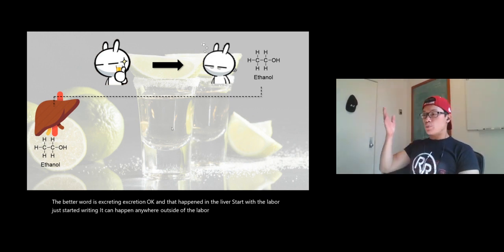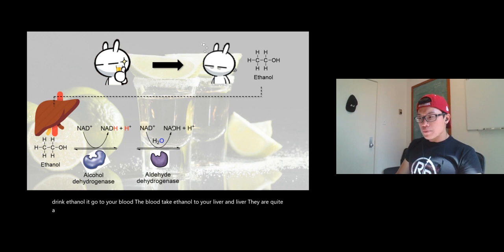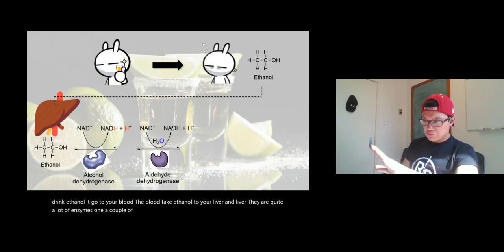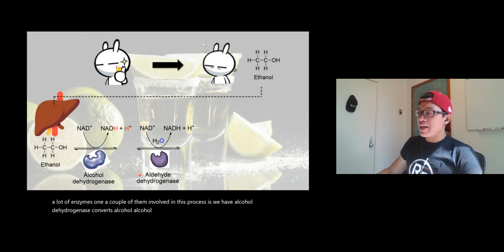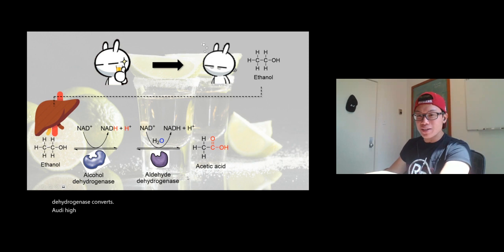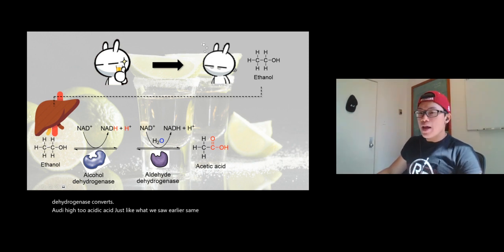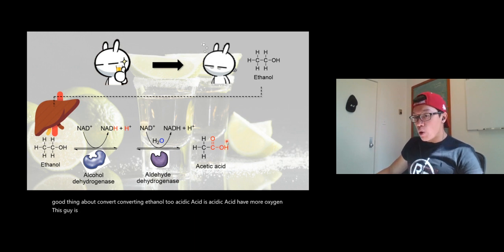When you drink ethanol, it goes to your blood. The blood takes ethanol to your liver, and in your liver there are quite a lot of enzymes. A couple of them involved in this process: alcohol dehydrogenase converts alcohol to acetaldehyde, and then aldehyde dehydrogenase converts aldehyde to acetic acid, just like what we saw earlier, the same oxidation reaction. The good thing about converting ethanol to acetic acid is acetic acid has more oxygen. This guy is more polar and more soluble in water.